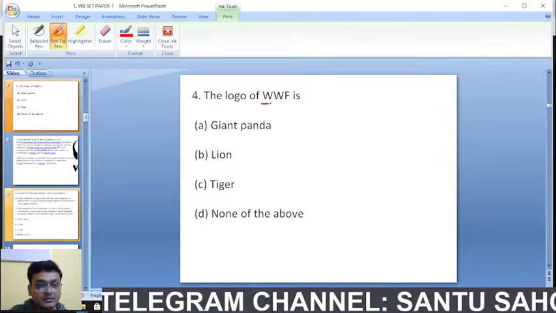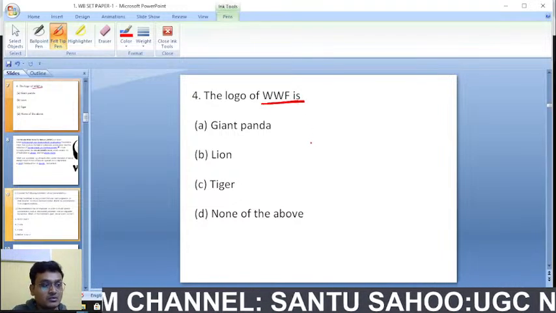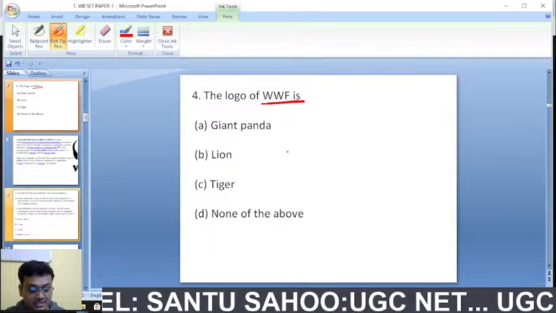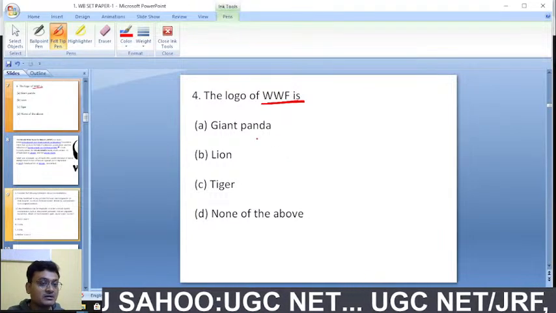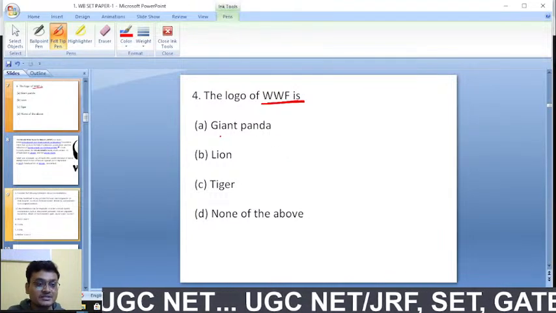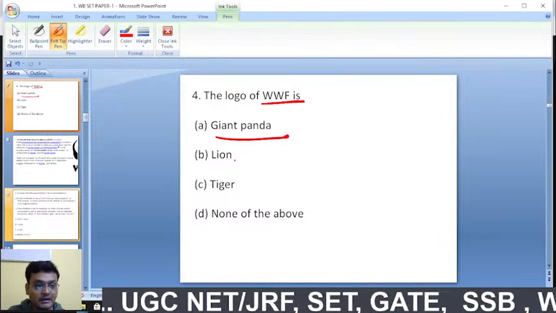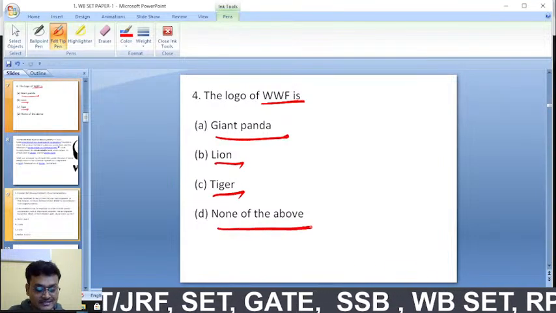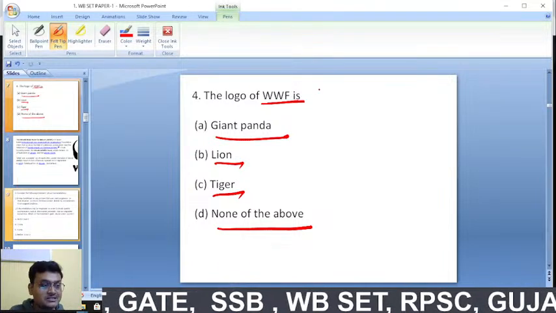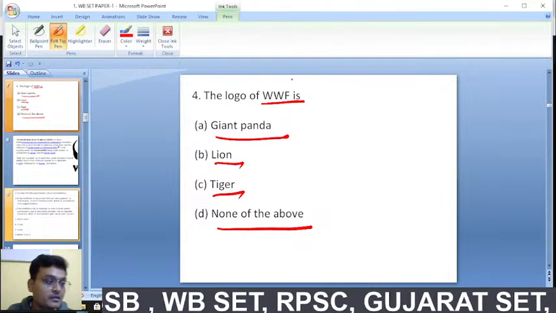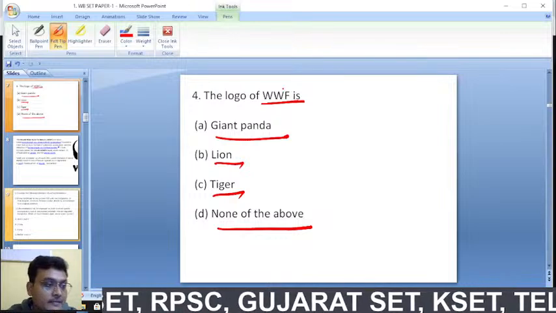The logo of WWF. Do you remember the question that we had done earlier as well? The logo of WWF is giant panda, lion, tiger, none of the above. What is the logo of, and what is the full form of WWF?